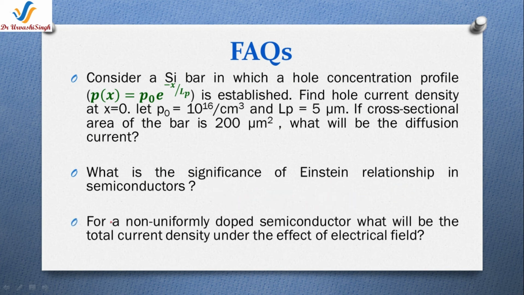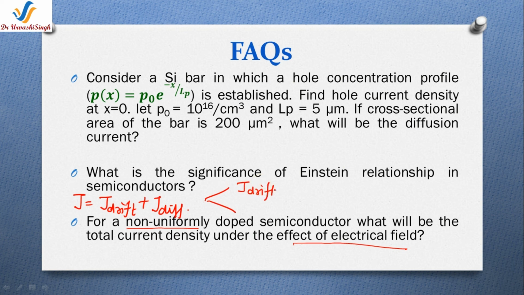Now the last one is, for a non-uniformly doped semiconductor, what will be the total current density under the effect of electrical field? So students, note here that the non-uniformly doped and effect of electrical field. It means the total current density is given by the addition of drift current density and the diffusion current density. So you need to find out the total drift current density for holes and electrons, similarly for the diffusion current density of holes and electrons.